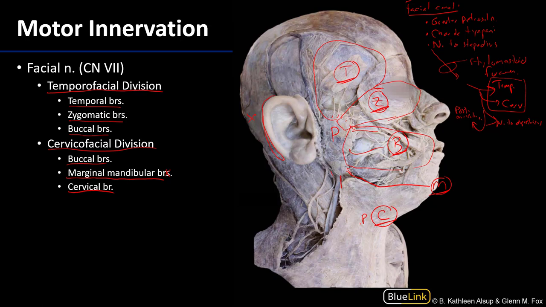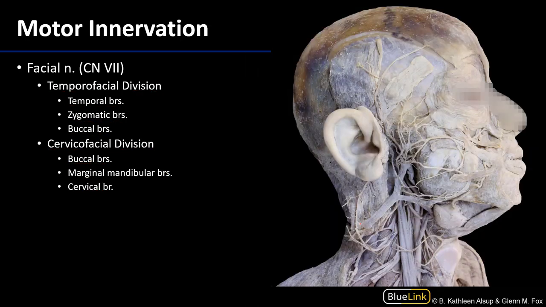Now let's take a look at these branches with the parotid gland dissected away. We can see a little bit more here. We can see some of the deeper vasculature. Let's put our divisions up again: temporal, zygomatic, buccal, marginal mandibular, and cervical. And we can see how these don't precisely adhere to what we had described before.